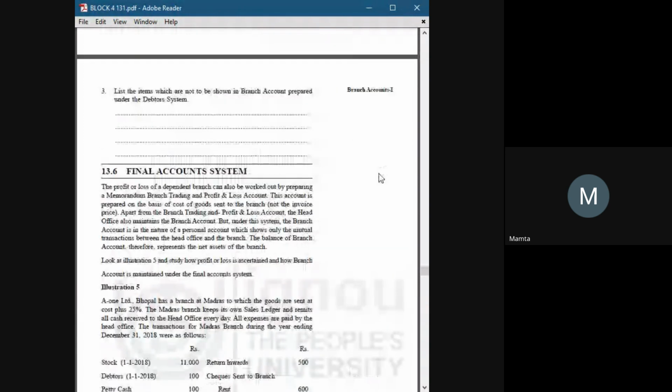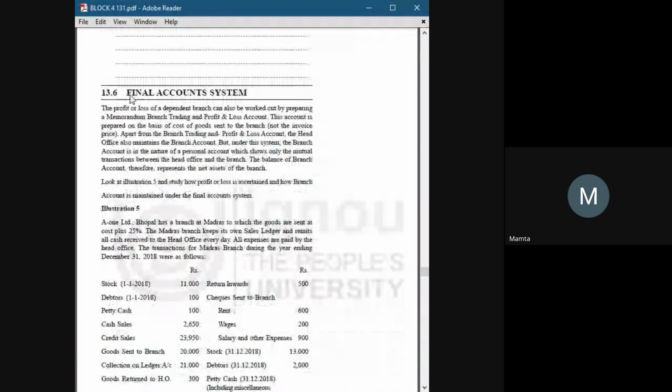Okay, moving further, coming to the final account system. The profit or loss of dependent branches can also be worked out by preparing a memorandum branch trading and profit and loss account. This account is prepared on the basis of the cost of goods sent to the branch, not at the invoice price.